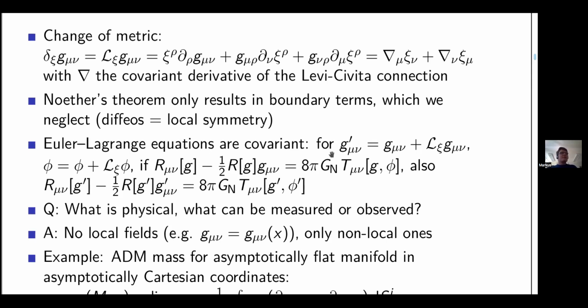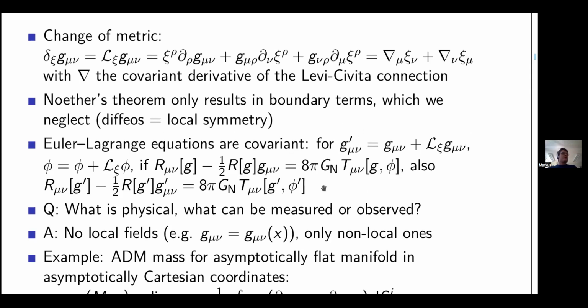So you look at a metric, you take your original metric G, you add the Lie derivative with respect to some xi, you get some metric G prime. The same for all the matter fields. Sorry, this should be a phi prime here. So then if the Euler-Lagrange equations, the Einstein equations, are fulfilled for your metric G and phi, they also will be fulfilled for G prime and phi prime. Again, it's an easy computation.